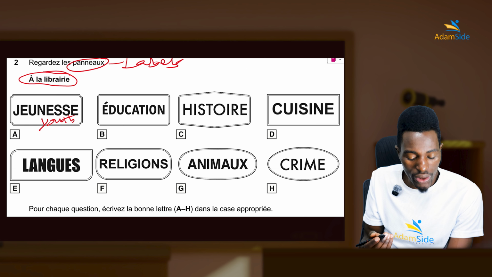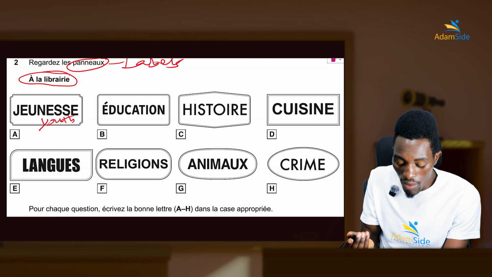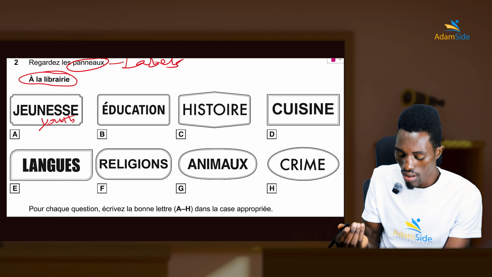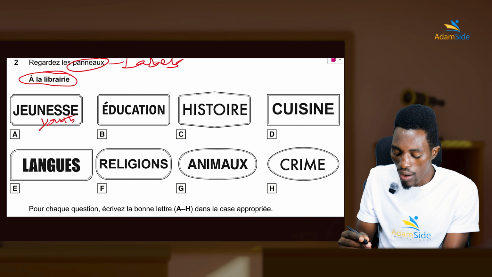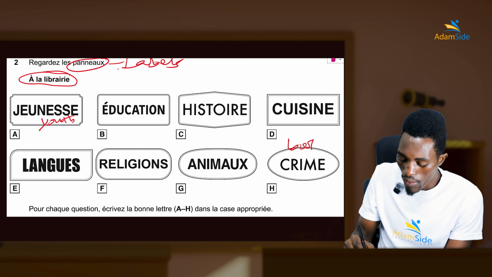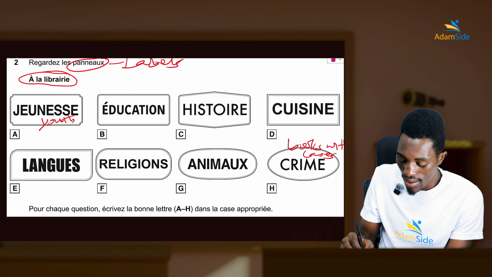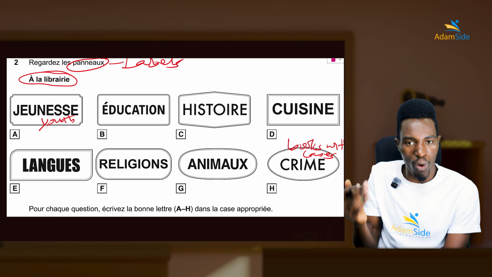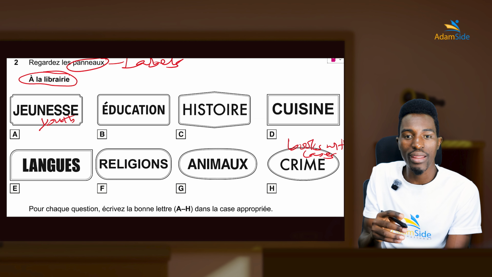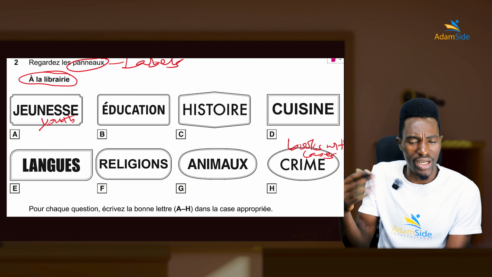Langue, languages. Religion. Animal. Crime is crime. So here we expect to get books with cases, like the law books. So the case maybe that has been solved 2 years ago and so on. So here is just a room where we get the books that talk about cases, different cases.